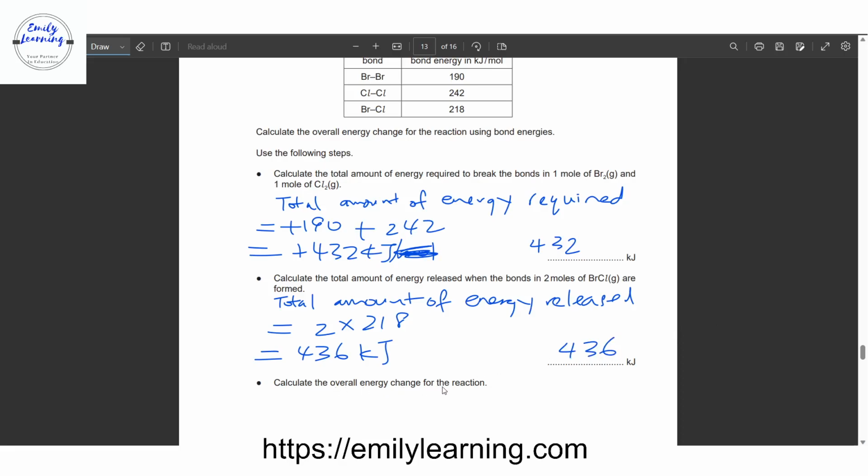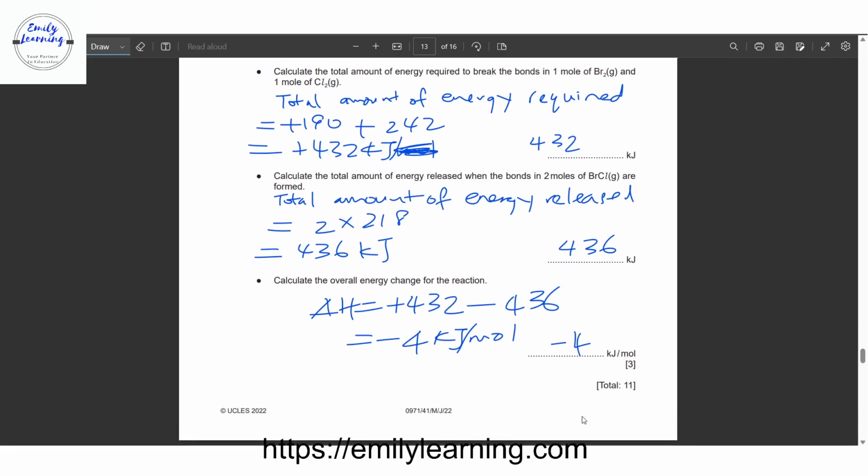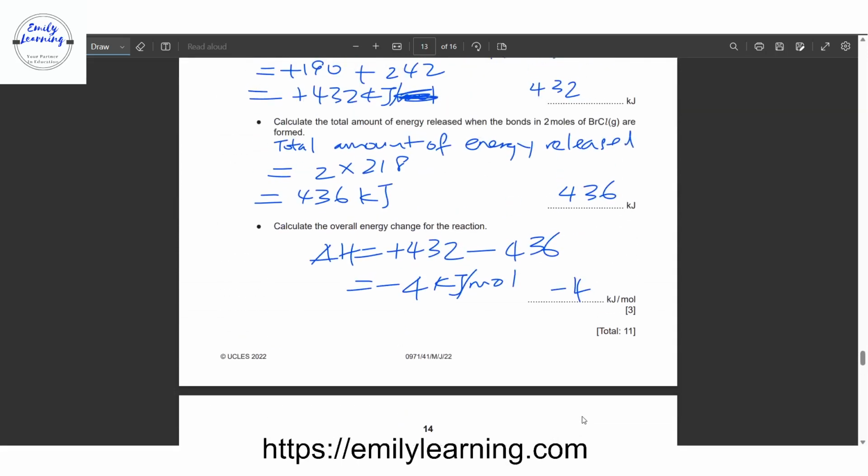Next, calculate the total energy change for the reaction. To find the energy change, you take the amount required for bond breaking minus the amount released in bond forming. Or if you don't want to write that, you can just write it as delta H for this reaction. Just remember bond breaking is positive, so it must have a positive sign. Bond forming is negative, so it must be minus. So we know that it will be minus 4 kJ per mole. So that's it for this paper here.